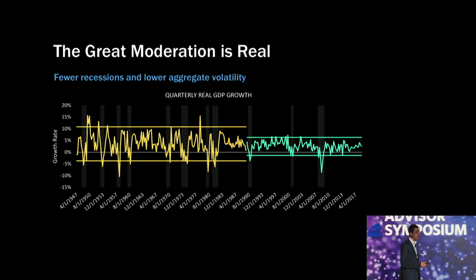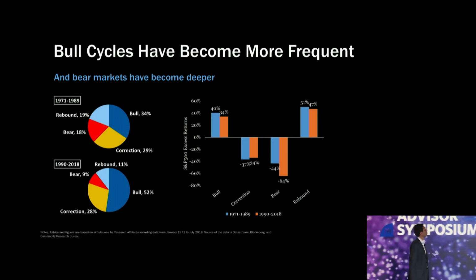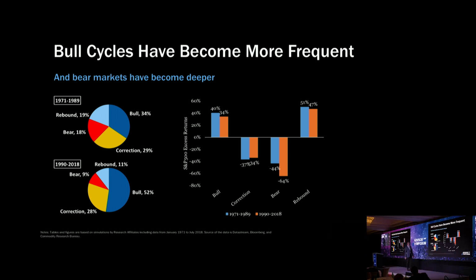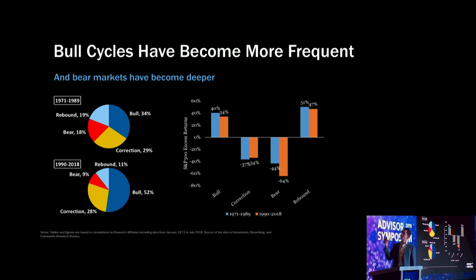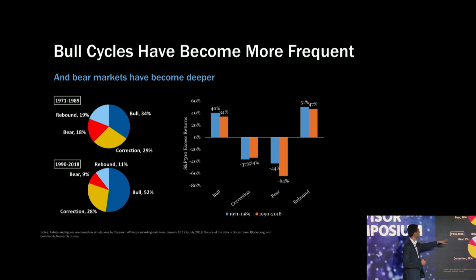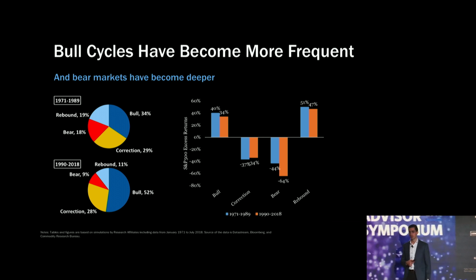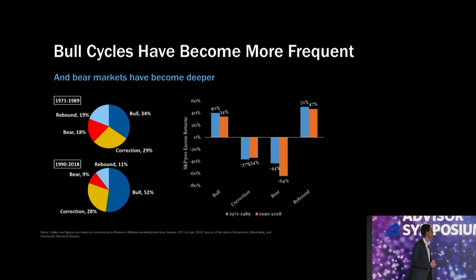Can this have any impact on financial markets or any implication? Well, what I'm seeing here is that I went back and checked my cycles frequency. I said, okay, let me see if we see any change in the cycle frequencies. We have bull cycles here, and I tracked them, first of all, from 1971 to 1999 in the top pie chart, and in the bottom, I'm looking at 1990 to 2018. And what we are seeing is that the frequency of bull times has increased from 34% to 52%.